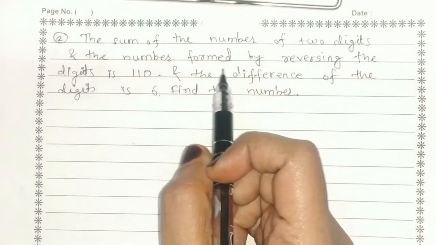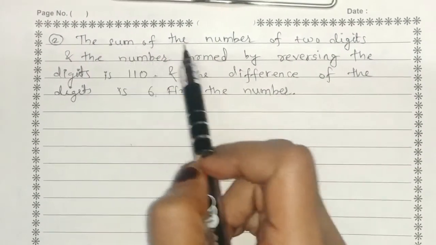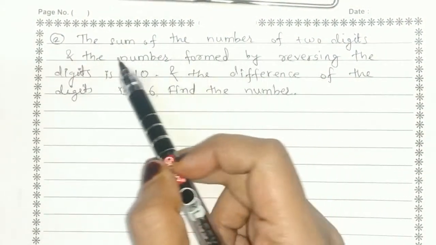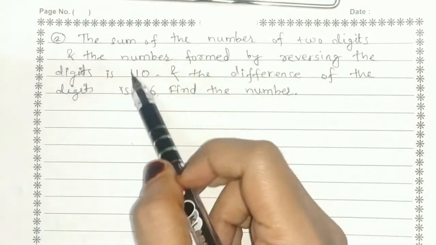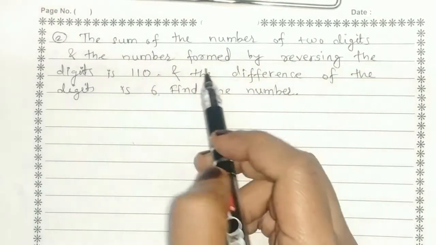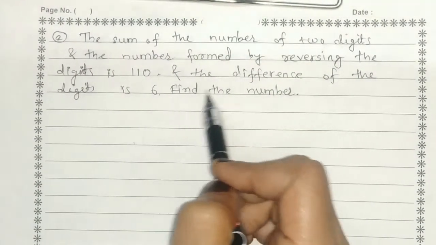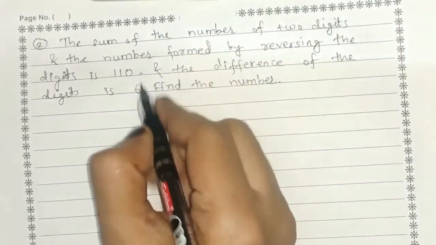So now moving to the next question. The sum of a number of 2 digits and the number formed by reversing the digits is 110. The difference of the digits is 6. Find the number. So we'll again start.